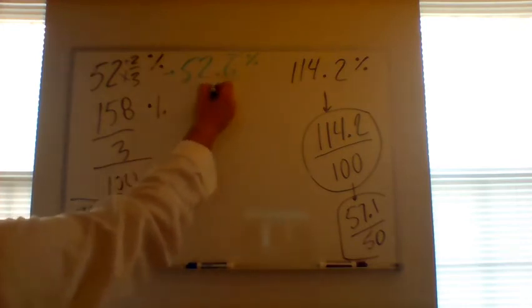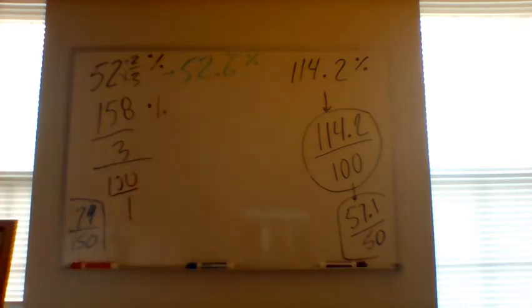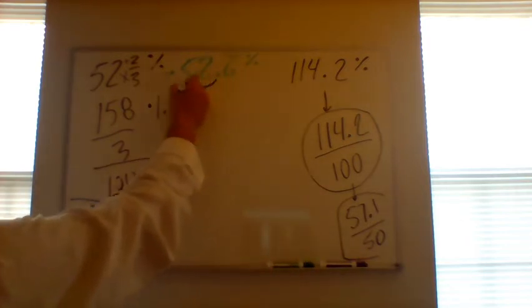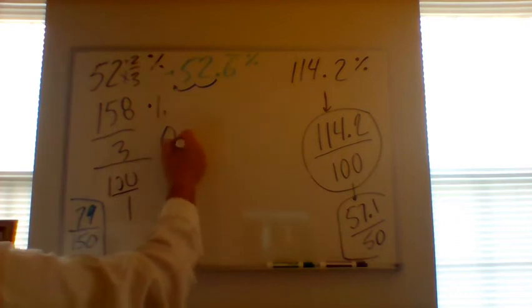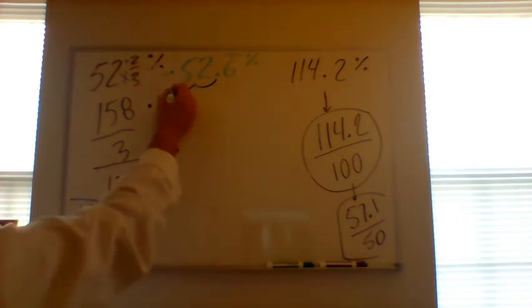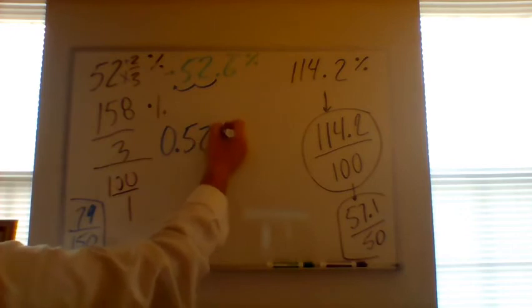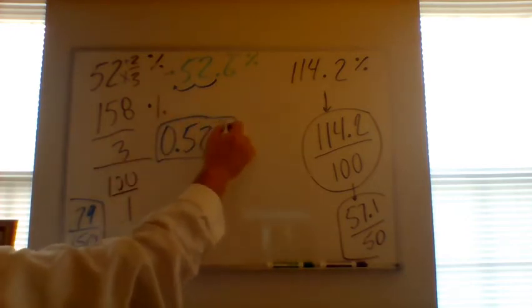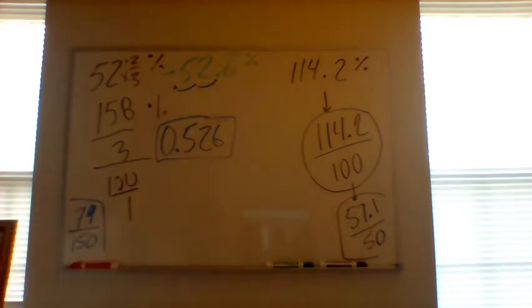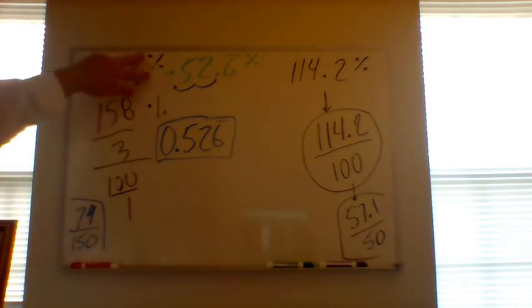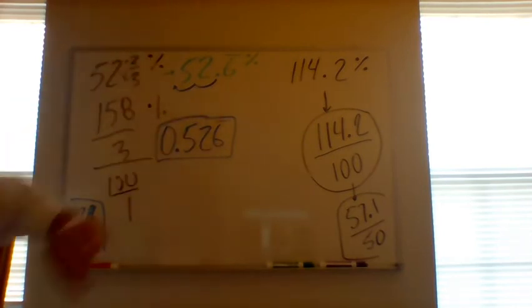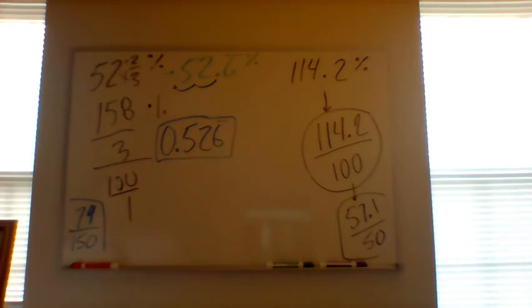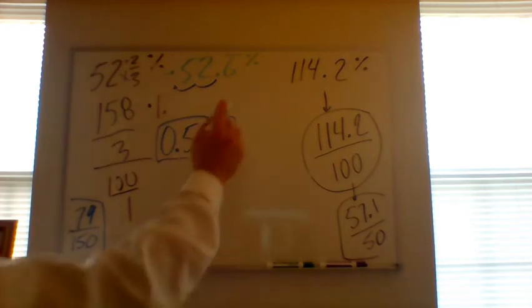And now we have a decimal, so we can move it twice to the left. Let's move it twice to the left. 1, 2. And so this answer is going to be 0, the point goes here, 526. And I'm going to put my repeating sign over the 6, telling us that the 6 goes on indefinitely. All right, so 52 and 2/3 percent is 0.526 repeating.